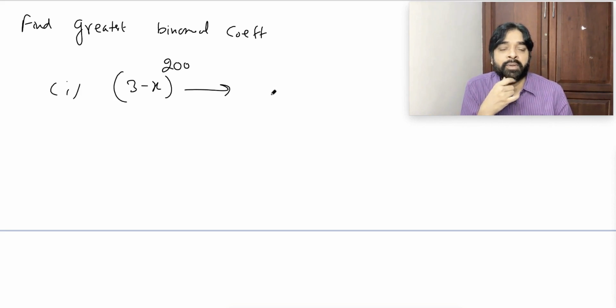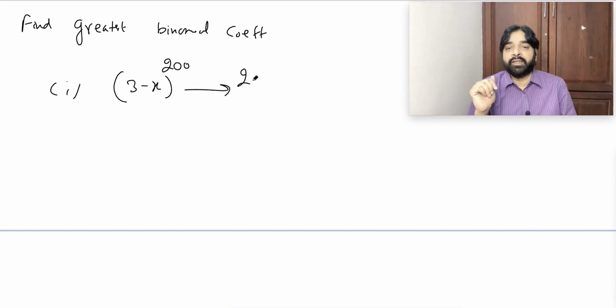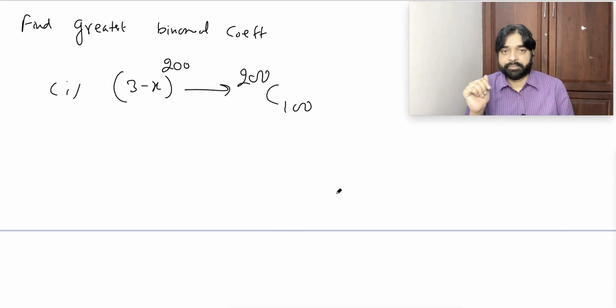What did I tell you? The greatest binomial coefficient is the binomial coefficient of the middle term. Which one will be the middle term? T(n/2 + 1), because n is even. So it will be T(100 + 1). The binomial coefficient of T(100 + 1) will be 200C100. Are you getting my point?